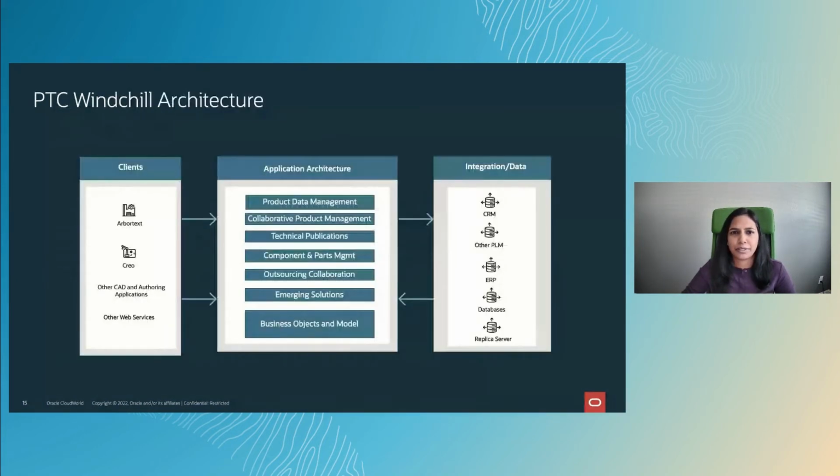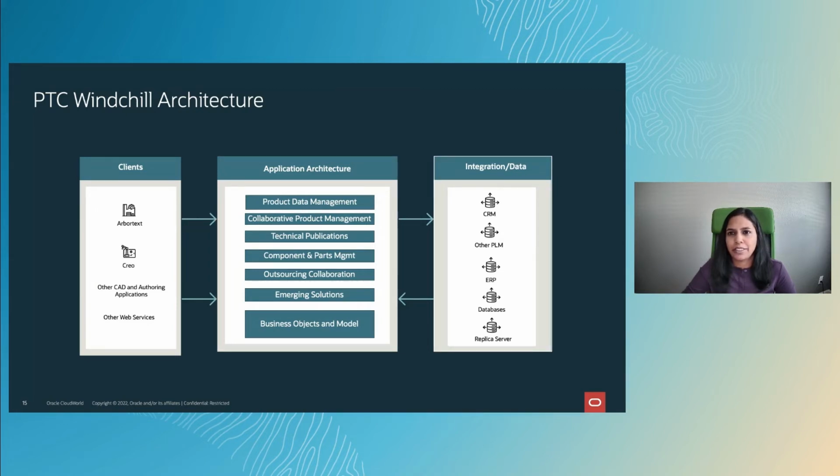PTC Windchill architecture. In this architecture diagram, we have a three-tiered architecture. The client tier usually includes the authoring tools for CAD, such as ArborText or Creo. The application architecture involves the various applications or modules for product data management, collaboration management, as well as emerging technologies like IoT. It also holds the business objects and the data objects.